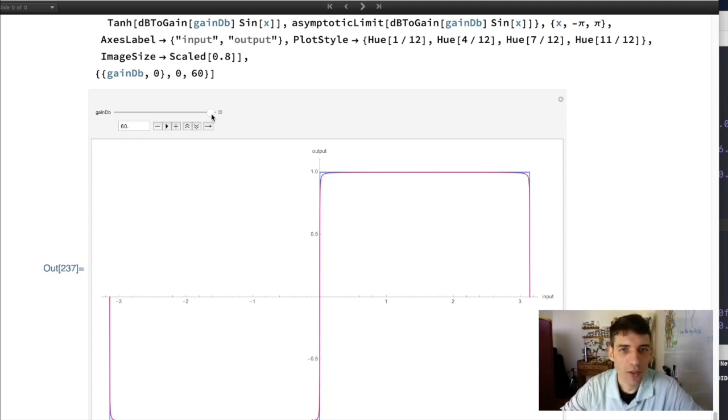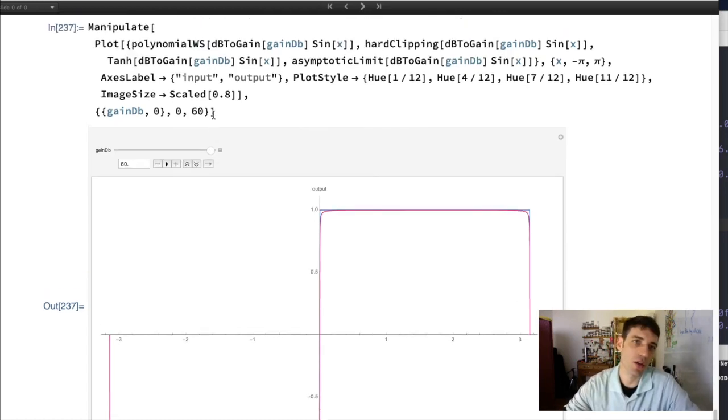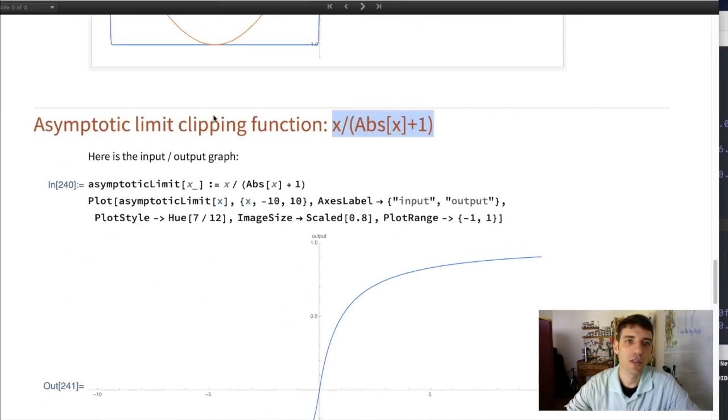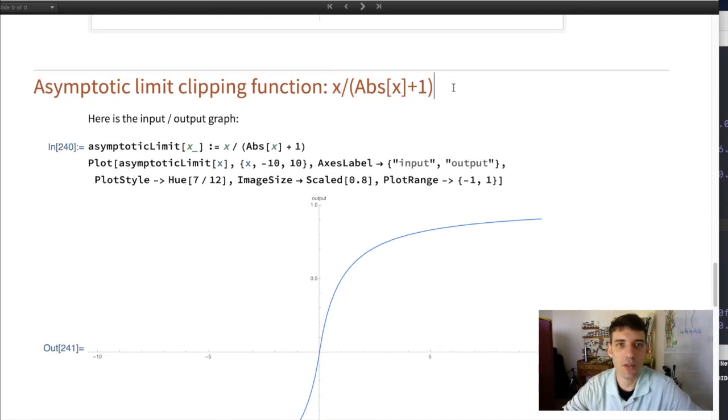I don't want to be too critical of the hyperbolic tangent because it's a useful clipping function. But I did this video just because I want to get this function out there. Your input is x, so you're taking the input divided by the absolute value of the input plus 1. I think this is the function that you want to use if you're making a saturator.